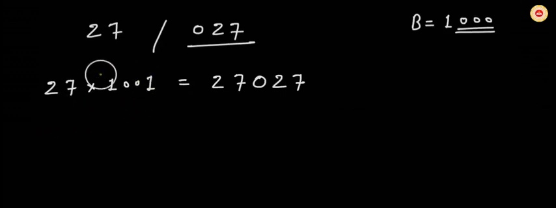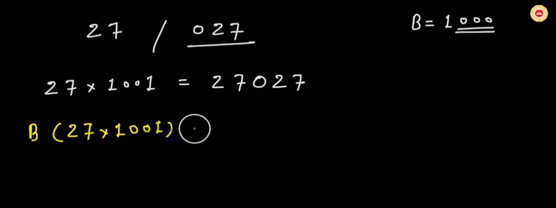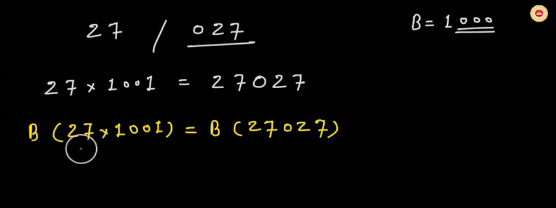Now it is time to check if our answer is correct or not. Let us calculate the Bijank of the left hand side and the Bijank of the right hand side. Let us calculate the Bijank of 27 multiplied by 1001 and the Bijank of 27,027. 2 plus 7, 9, multiplied by 1 plus 0 plus 0 plus 1, that is 2. 2 plus 7, 9. Right?